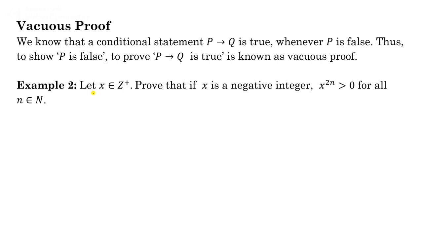So here look at this example. Let x belong to Z plus. It means x is a positive integer. Now we have to prove that if x is a negative integer, x raised to power 2n is greater than 0 for all n belonging to N. If you see, if x is a negative integer, this condition is false because x belongs to Z plus. Now no need to check the conclusion. It may be false, it may be true, but this conditional statement is true because whenever the condition is false, the statement is true. This proof is known as vacuous proof.